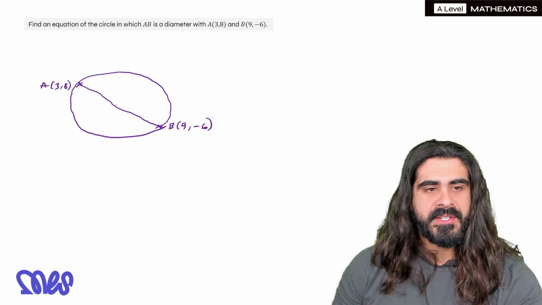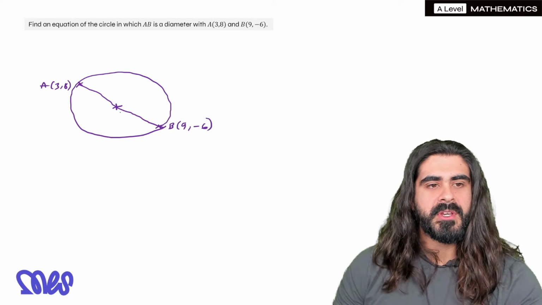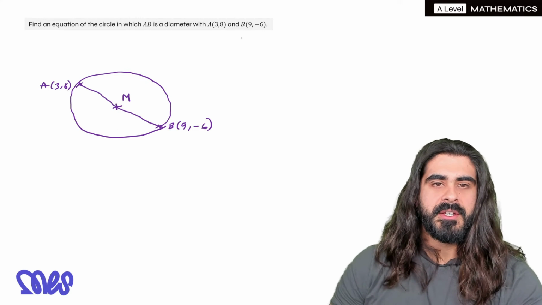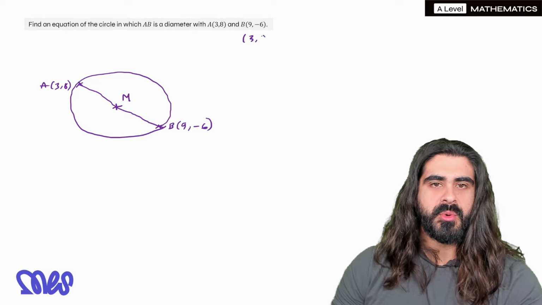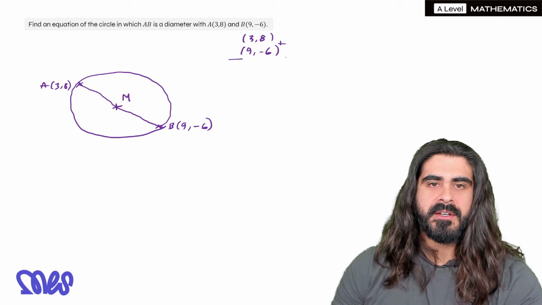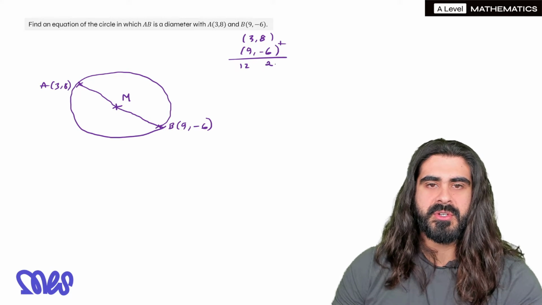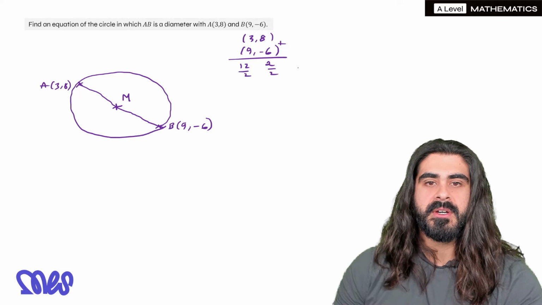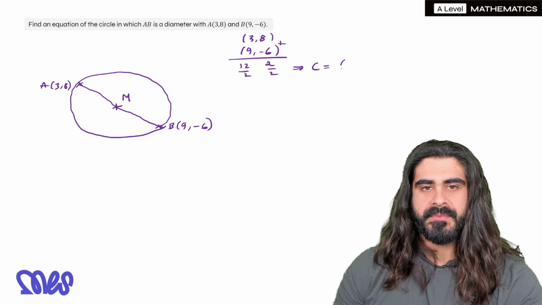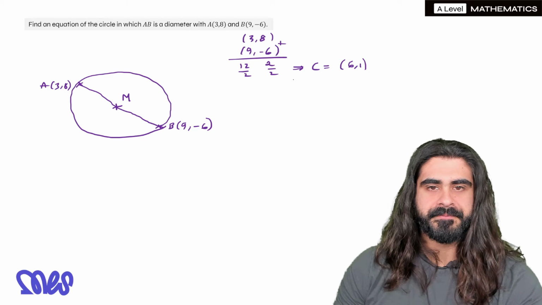We know that the center of the circle is right in the middle. So we need to find the midpoint. So how do we work out midpoints? We add the coordinates and we divide by 2. So remember, it's finding the average, right? So 3 plus 9 is 12. 8 minus 6 is 2. Then we divide them by 2. So our center is 6, 1.